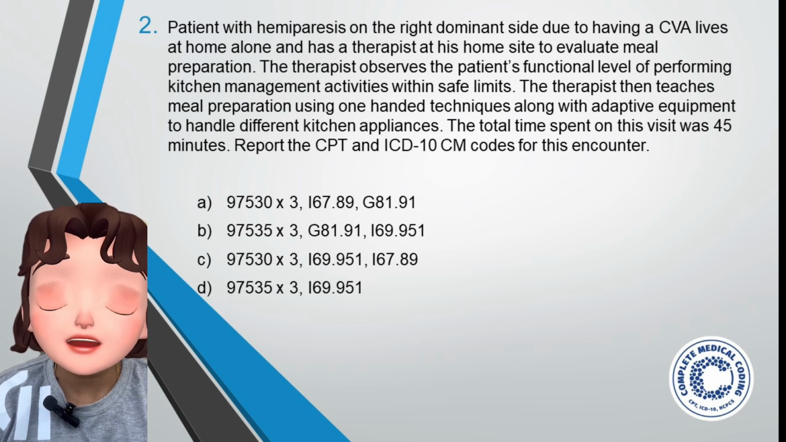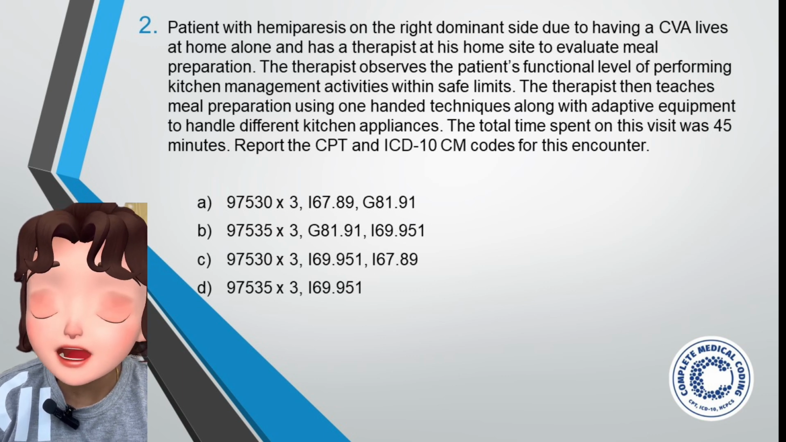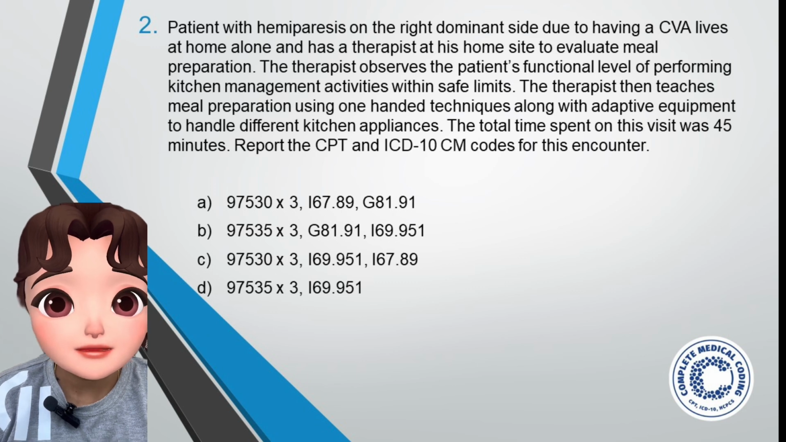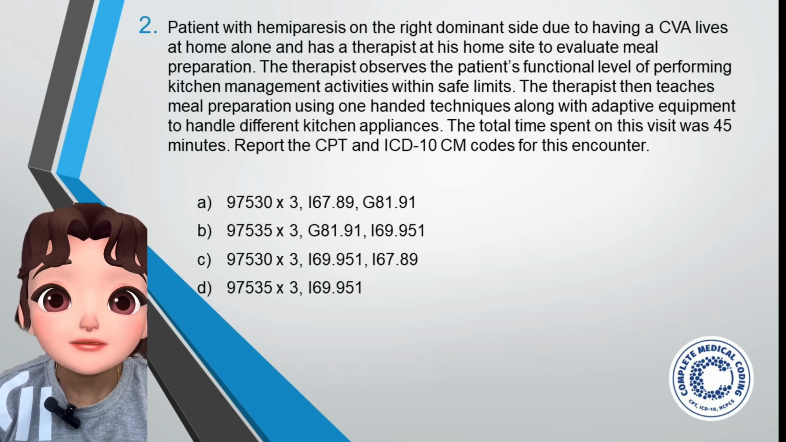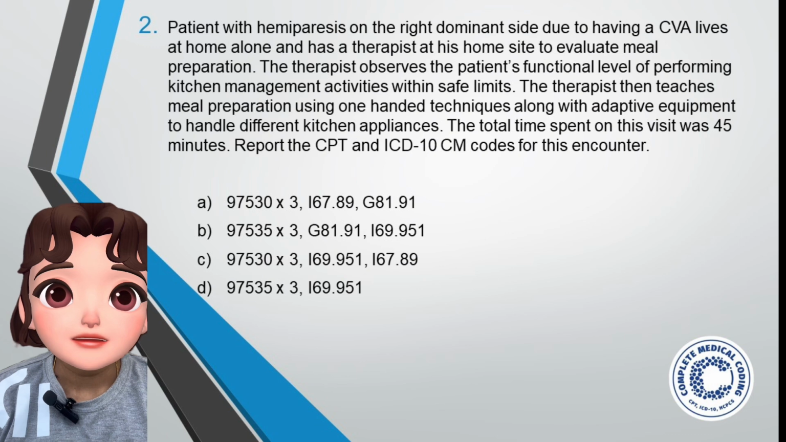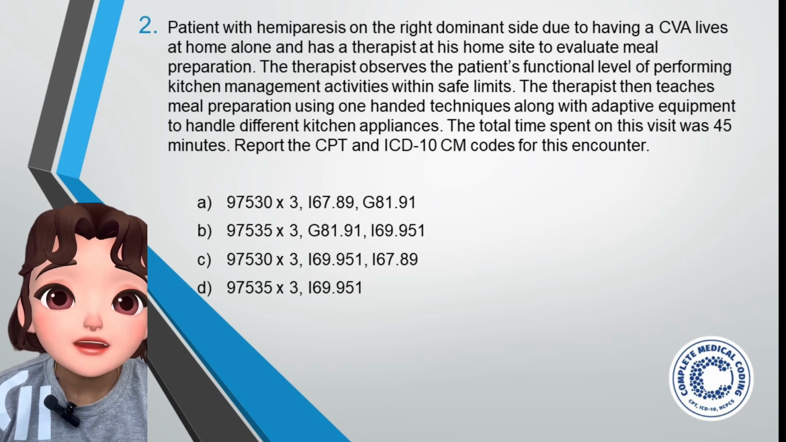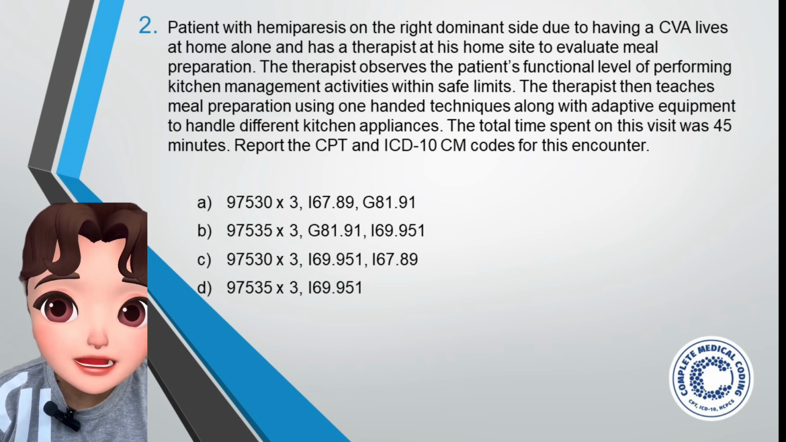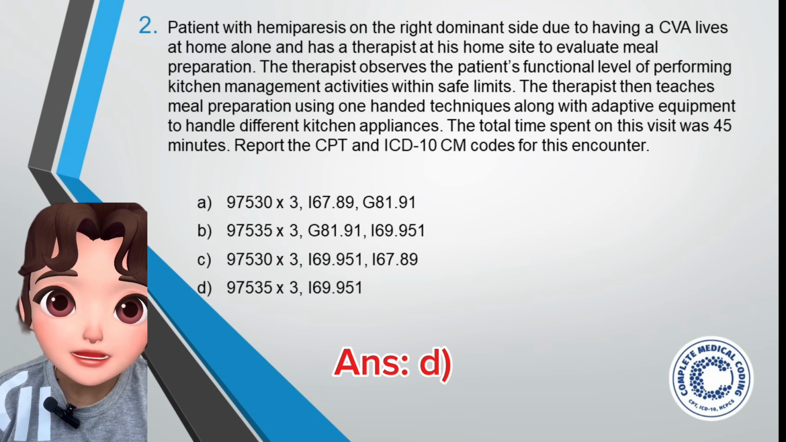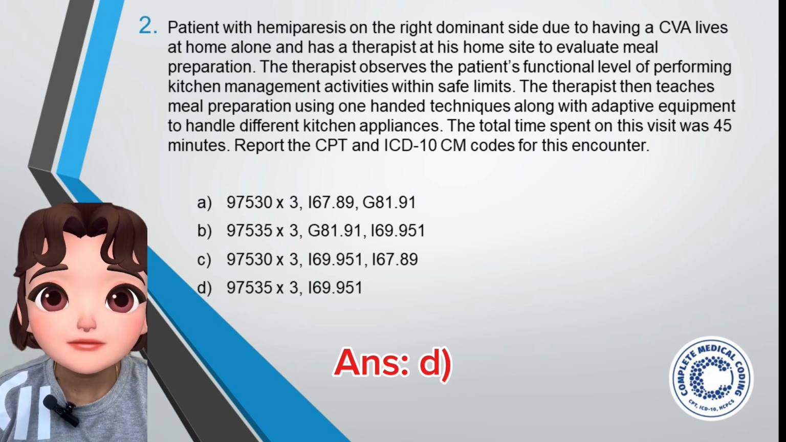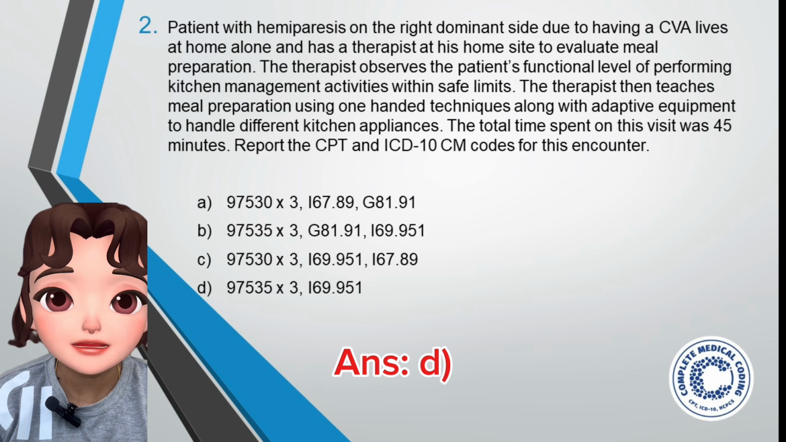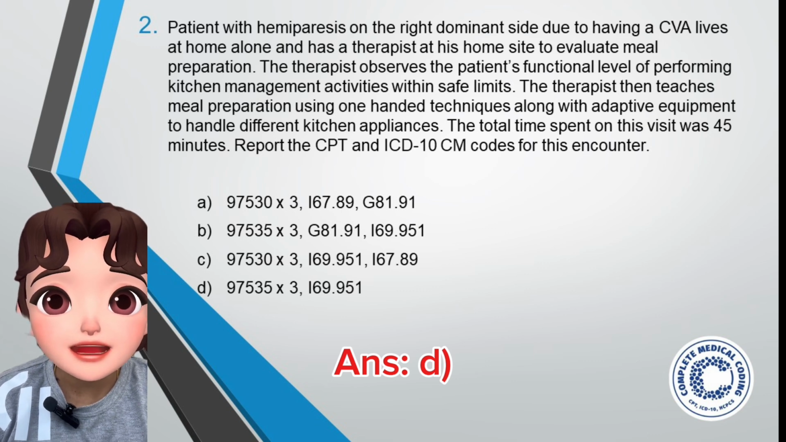So here our time was 45 minutes. So for each 15 minutes we have to code 97535. So 45 minutes means times 3. So automatically our answer will be option D. 97535 times 3 and the diagnosis for hemiparesis, I69.951.